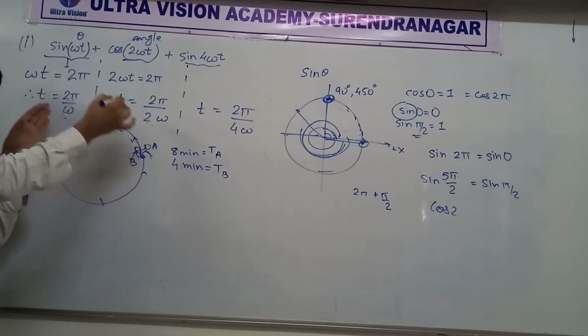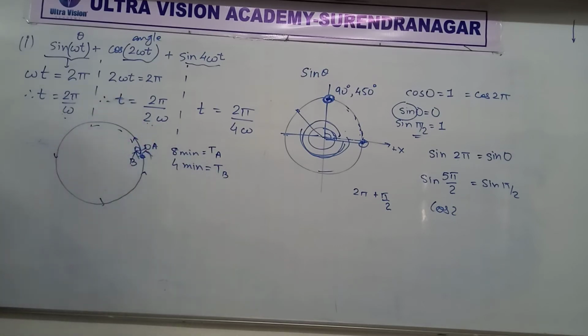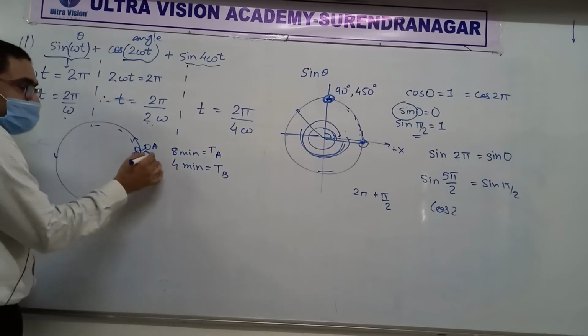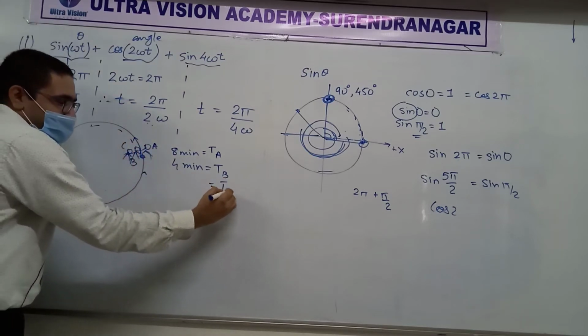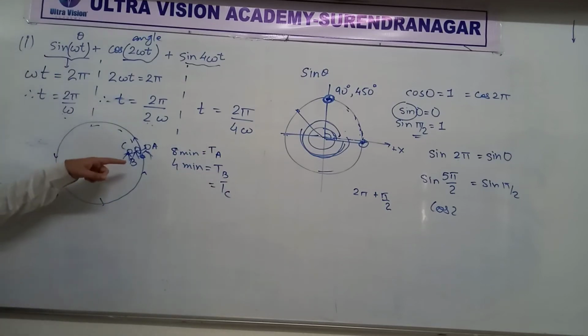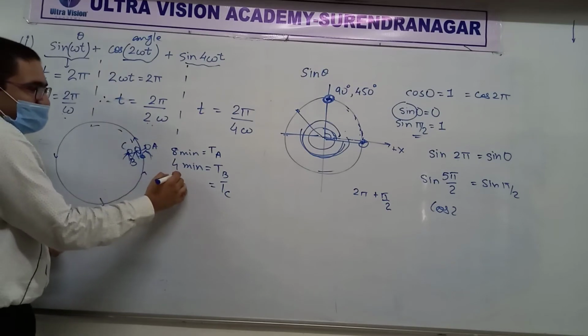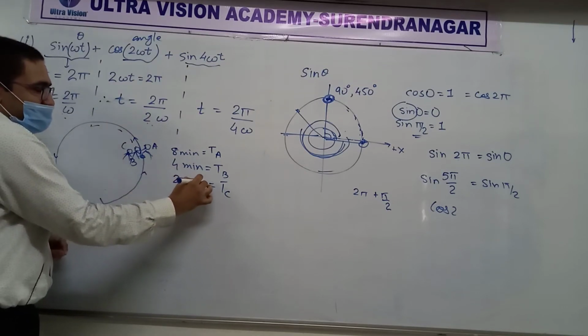Because there is an extra 2 in the denominator. Let's go to the third one. Suppose there is a third person, again C. Okay, a lot of crowd here. Starting from the same point, and going around like this. But suppose this person takes 2 minutes to go around.